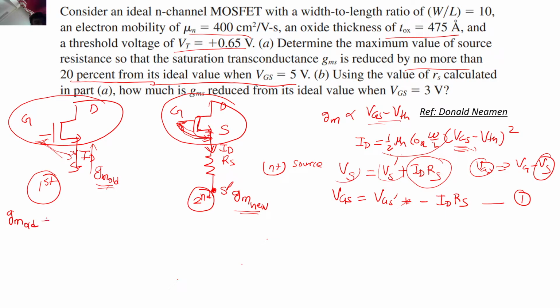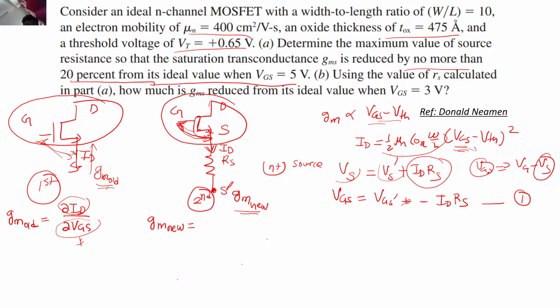What will be the GM old? It is dou ID by dou VGS, right? This is my GM old. Now I want to find the same expression for the GM new as well. The only thing you must note is what this GM old tells you: if I apply a signal at the gate, a small change in the signal gives how much change in the current. So the change is applied at the input, that is between the gate and source over here.